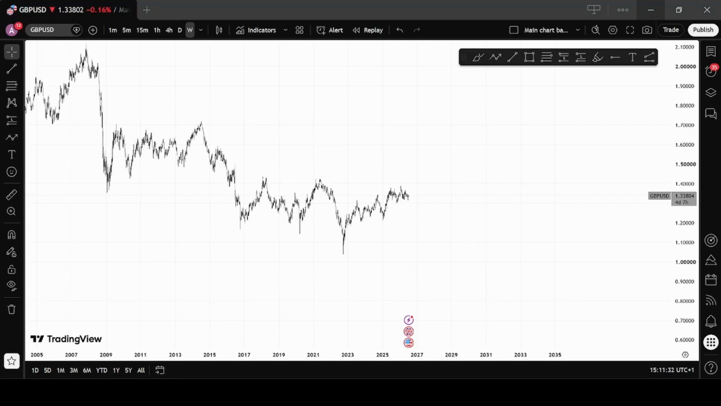So today I decided to show you guys how I do my top-down analysis. I'm going to be using GBPUSD as the pair for the top-down analysis.